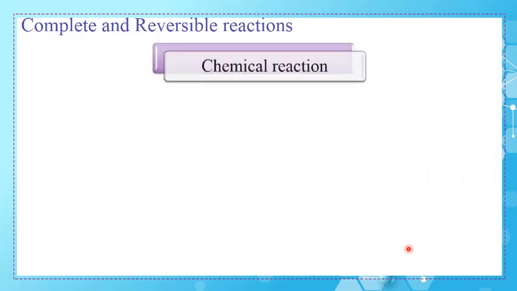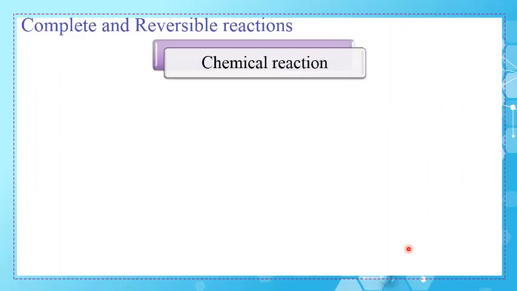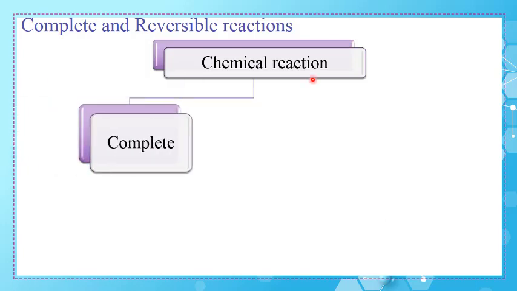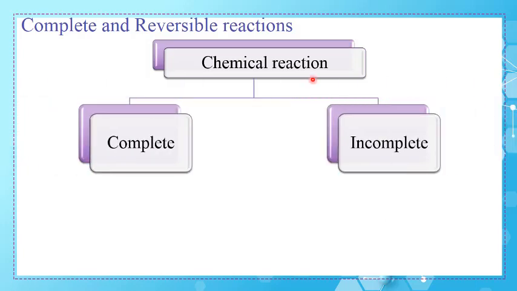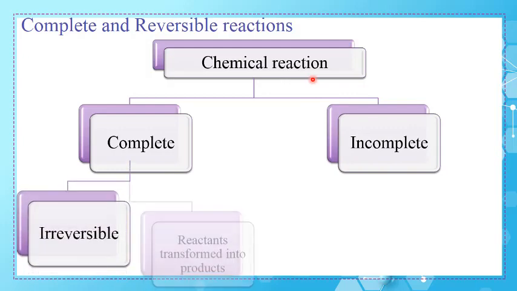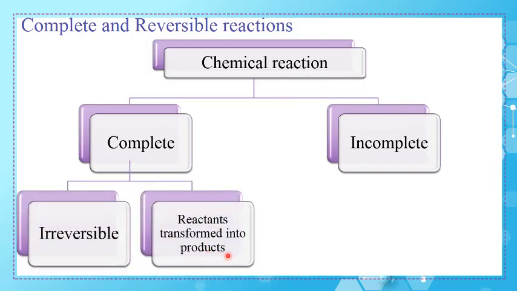Here, let's do a concept map that summarizes what we have seen so far. A chemical reaction can be either complete or incomplete. Complete means irreversible. So the reactants are transformed into products, and as we said, this is the typical case of all chemical reactions seen so far in chemistry.